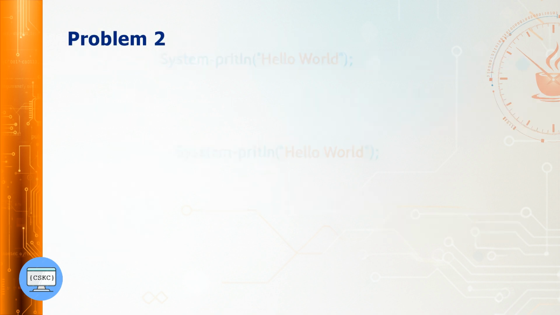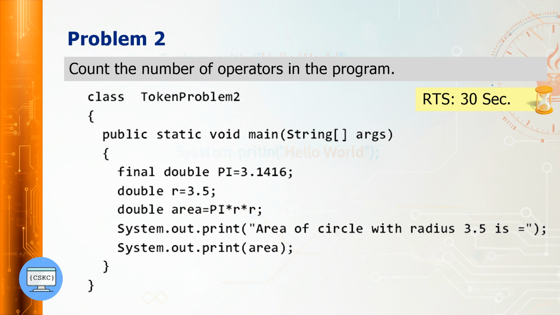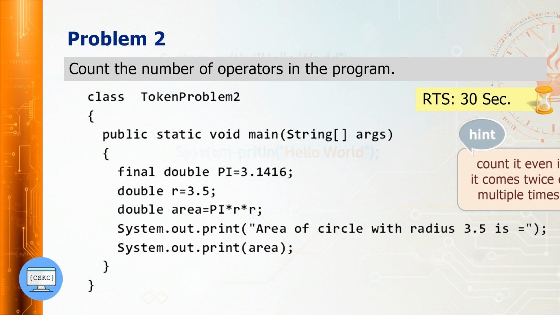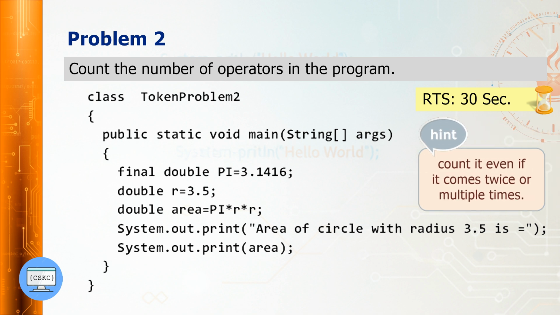And here is problem 2. Here is an example Java code to calculate area of the circle. Please count the number of operators in the program. Please pause the video now and try to solve the problem. Play it further when you need the hint. Count it even if it comes twice or multiple times.